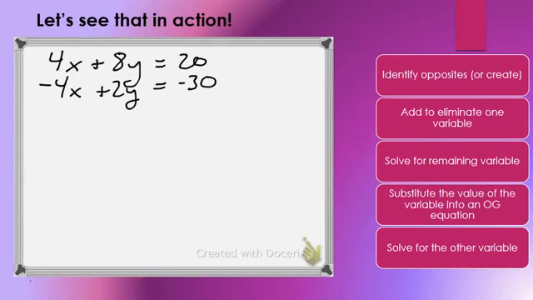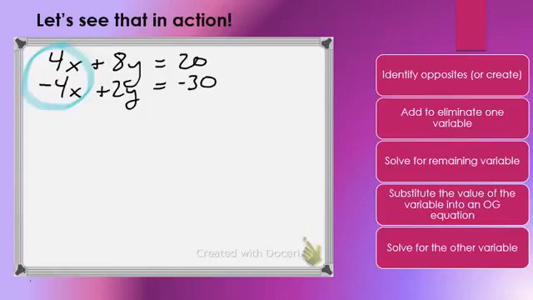So we have this system of linear equations. 4x plus 8y equals 20 is one of the equations. The second equation is negative 4x plus 2y equals negative 30. We follow our steps, and the first thing we do is look for opposites. Can we identify them? Yes, because 4x and negative 4x are definitely opposites. So that will be our step 1.